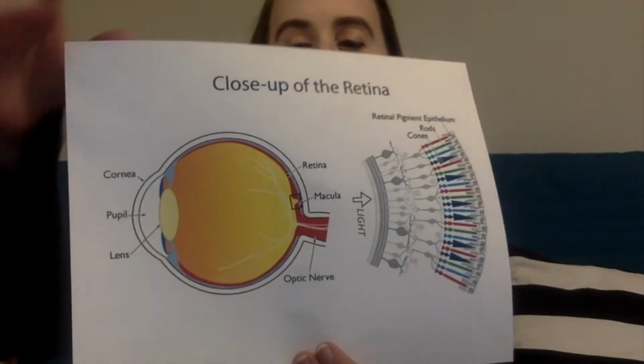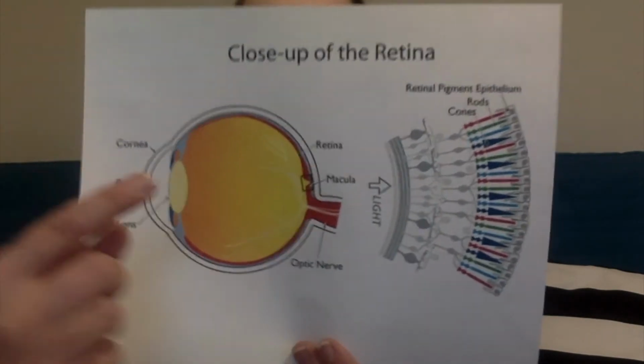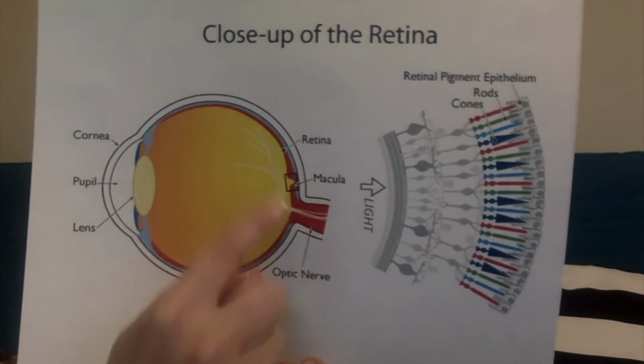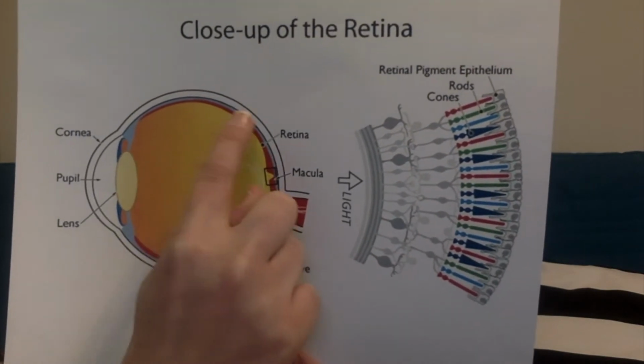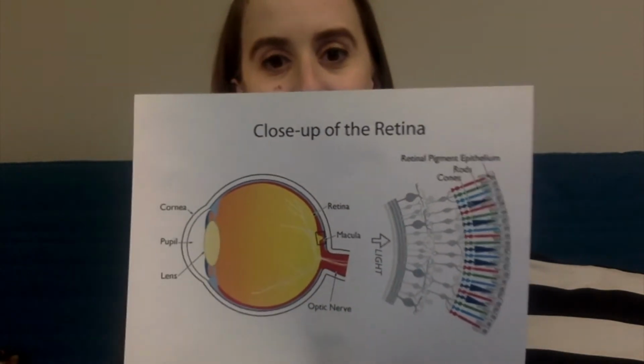So to understand why you saw the afterimage and why it looked the way it did, you need to understand a little bit about the human eye and how it sees color. So right here, I have a diagram of the close-up of a retina. And if you look right here, you can see that the retina is part of the human eye that is at the very, very back of the eyeball.